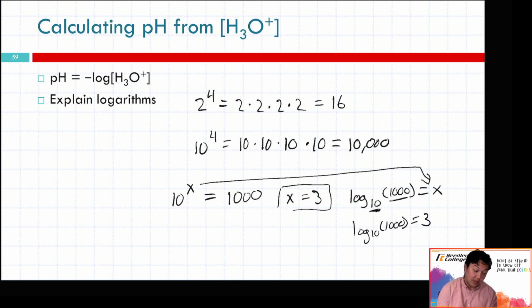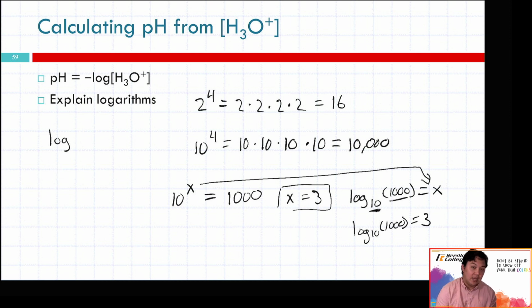So for this, we're always using base 10. When you see log on your calculator, that's log base 10. Log as ln, that's base e. E is Euler's number, and it's like 2.71. It's called the natural log. We're just using log 10.